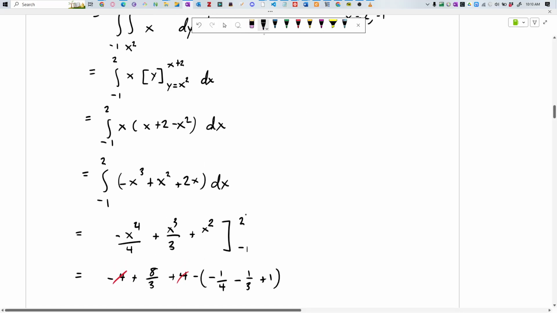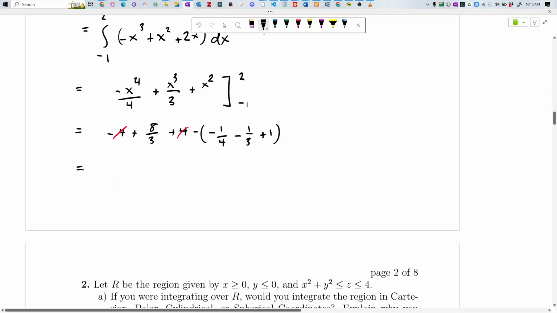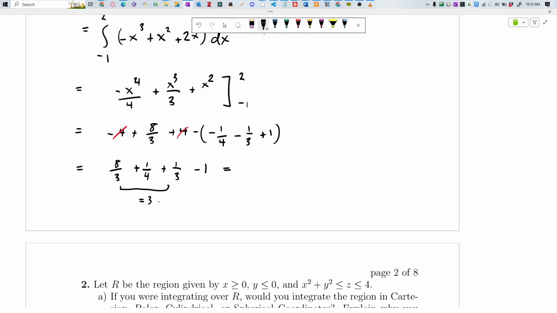What else can we do? 8 over 3 plus 1 over 4 plus 1/3 minus 1. So that's 9 over 3, so this is just 3 minus 1, so we get 2. So this is actually 2. I'm just pointing out that these two things combine together easily. 2 plus a 4th, so that ends up being 9 over 4. Okay.